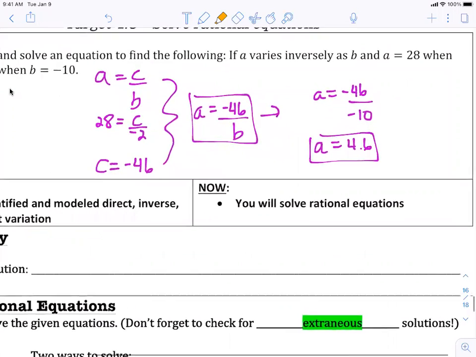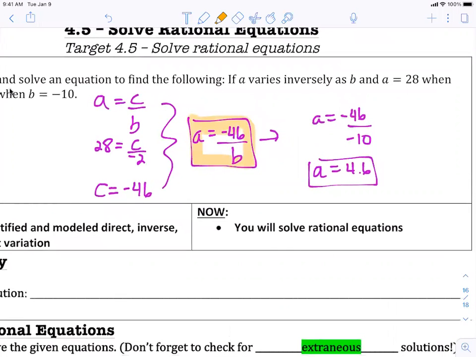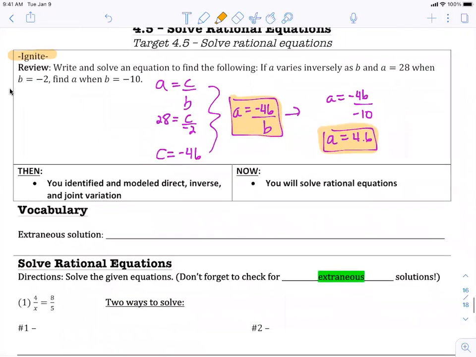You should have gotten your equation to be A equals negative 46 over B, and A should have been 4.6. Now, in order to get that, first and foremost, you had to pay attention to the relationship between A and B. So since A varied inversely with B, that means we're going to use A equals. Now, just so you guys know, I used a different variable than typically. A is the variable that we would use for our constant, but because A is being used in this problem, I just picked a different variable for the constant.